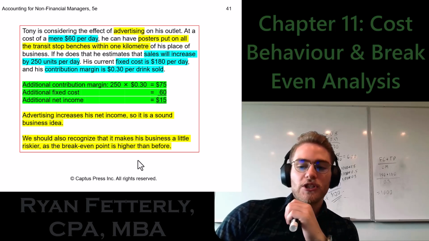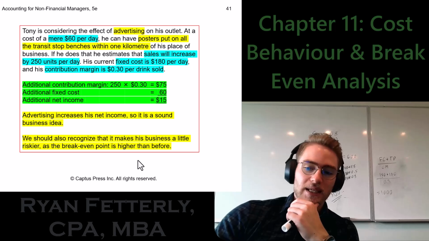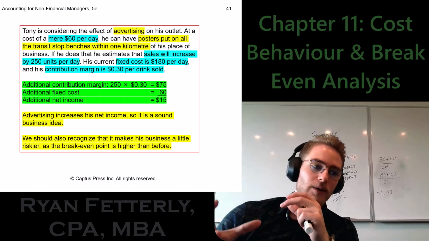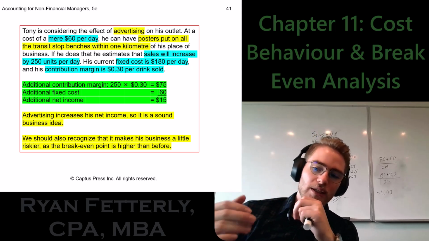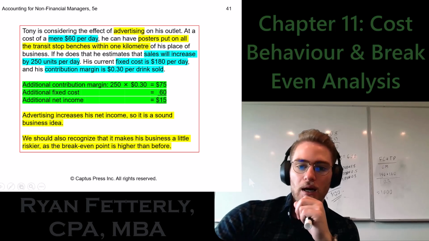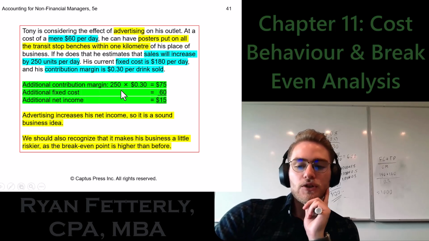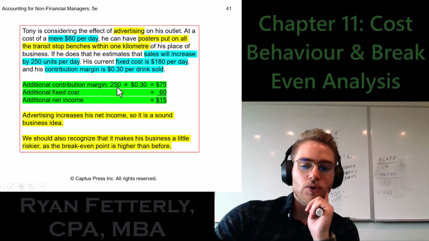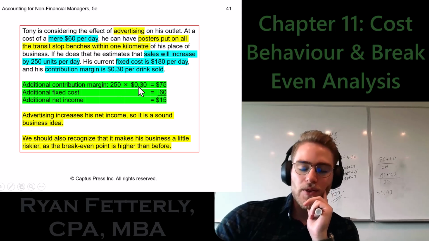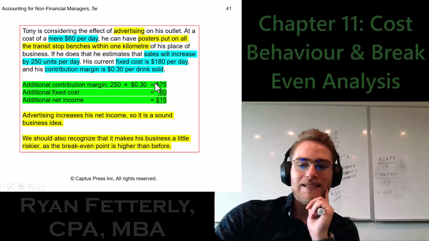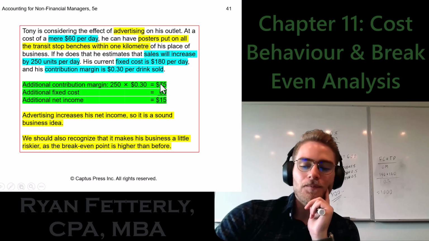So we are going to generate an extra $75 per day, right? So we're only going to do the incremental, right? We're already earning the other stuff. So we're only going to focus on that incremental, say 250 units. So if we do this, we're going to sell 250 more units and we're going to sell them at 30 cents, right? This is going to get us an extra 75 bucks a day.